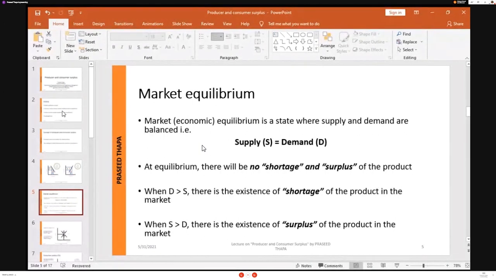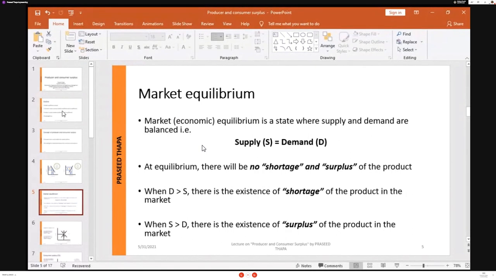Now what happens when there is more supply, when the supplier is supplying more and more in the market, but demand is less? Obviously, that is the condition of surplus. It means more is available in that market. Let's say a strawberry farmer is able to supply 1,000 kilos of strawberries in the market, but the demand from the consumer is only 100 kilos. The excess is the surplus. 1,000 minus 100 is 900, and that 900 is your surplus.